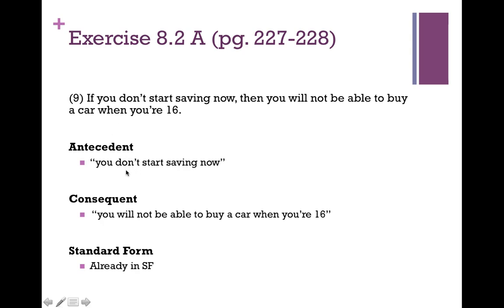Now, if we were to put this into symbolic form, using the P's and Q's, what we would say is if not P, then not Q. Now, we need to be clear about that. The not P, that is the antecedent. And the not Q, that is the consequent.